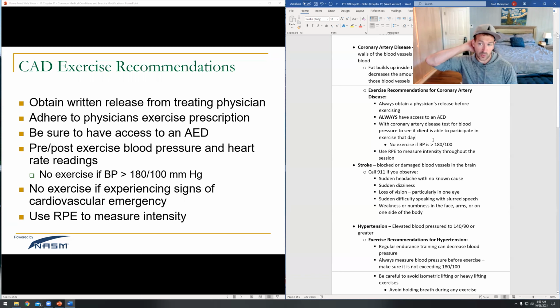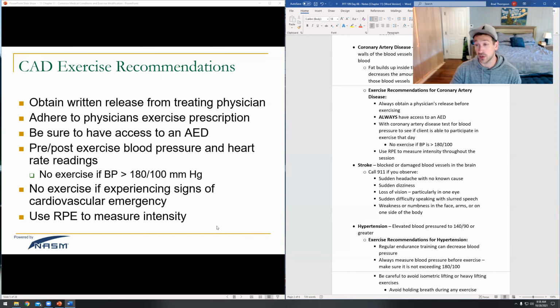And then when it comes to coronary artery disease, you should probably also be testing your client's blood pressure to make sure they are able to participate in exercise that day. If it's as high as 180 over 100, you really don't want to be exercising that day. It's like, look, blood pressure is just a little too high today. It's not safe to put you at an increased physiologic level. Go ahead and go home, relax, maybe even call your doctor because it is relatively high today. But that's just something that's going to happen sometimes with a really weak heart and really high blood pressure.